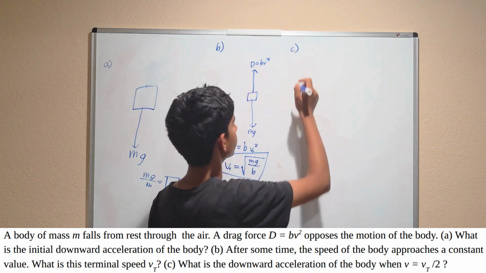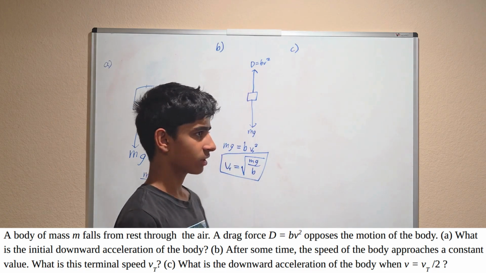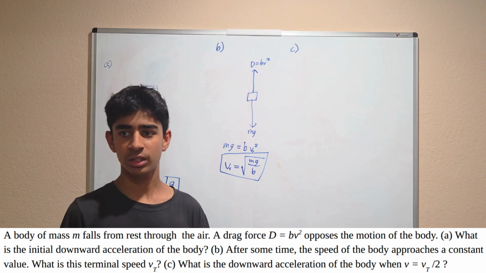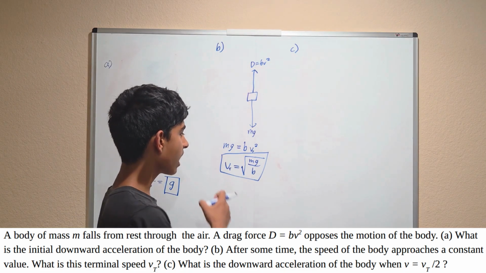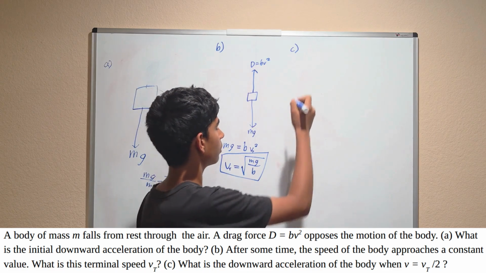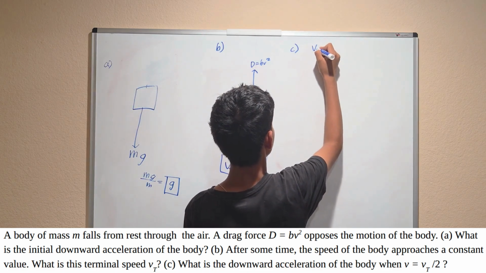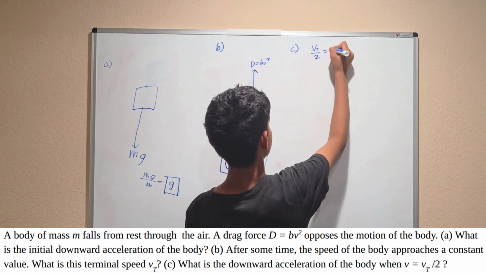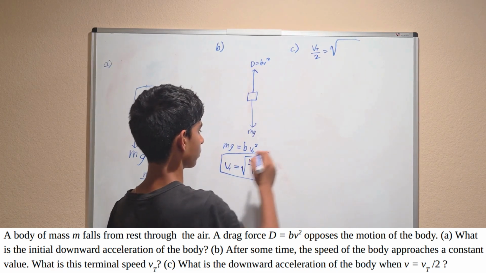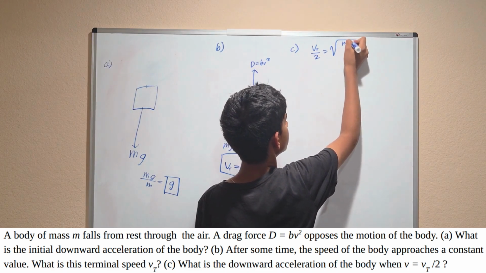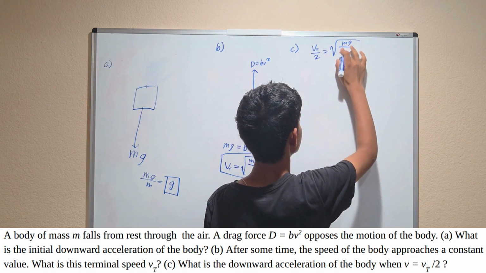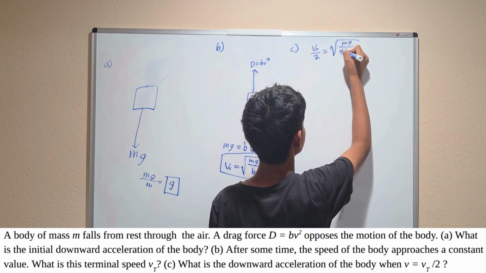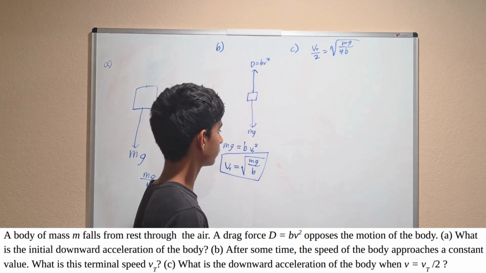Next, for C, it's asking what is the downward acceleration of the body when it's half the terminal velocity. Well, half the terminal velocity is just, based on what we have here, the square root of mg divided by, not 2, but since it's inside the square root, 4b.